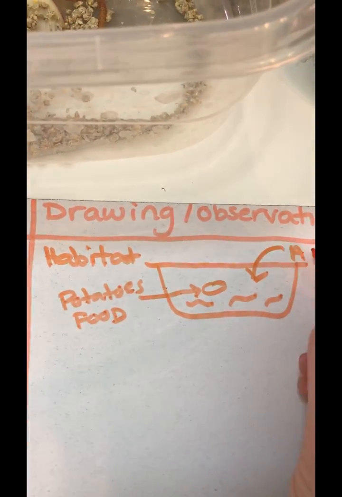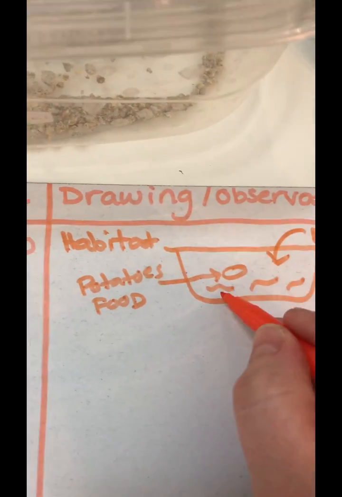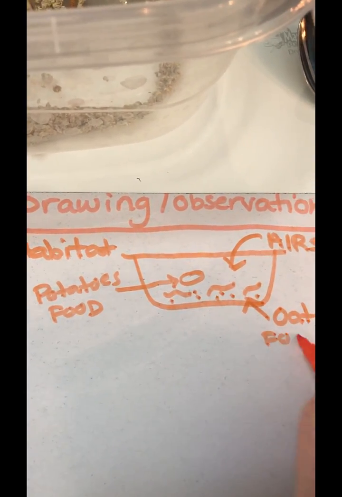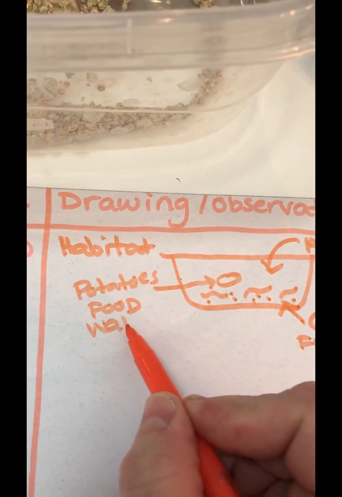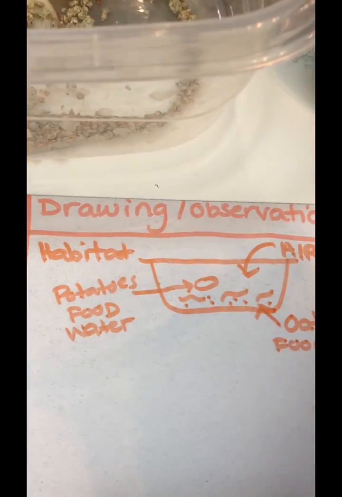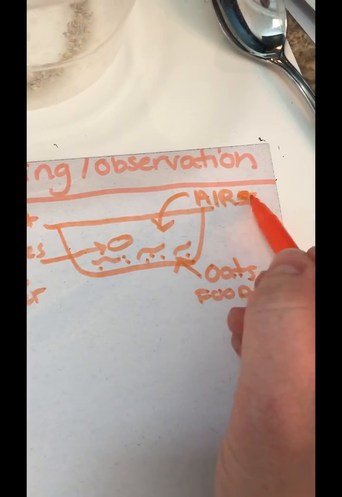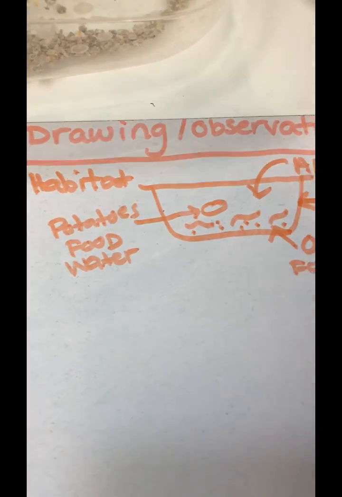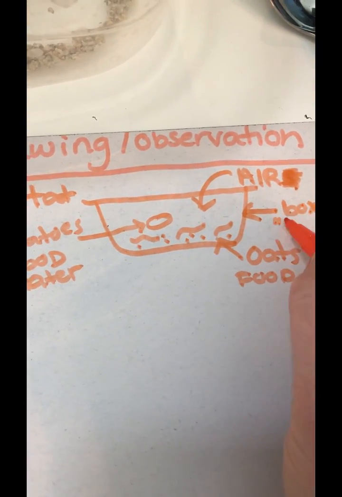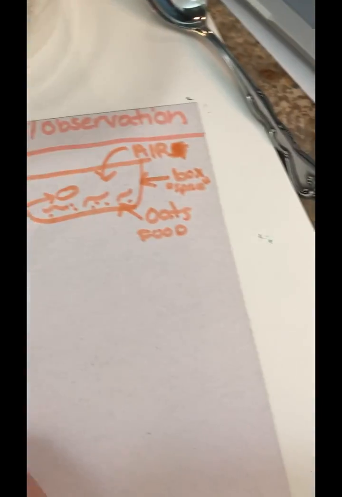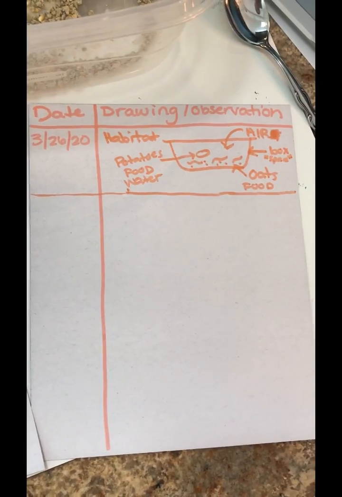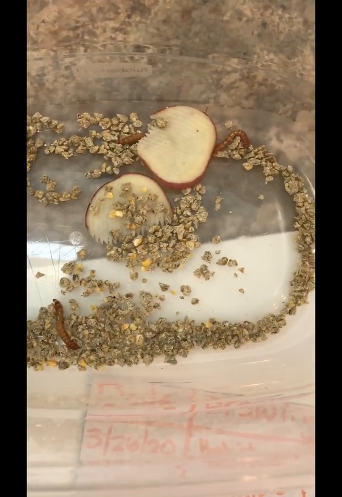Air is going to get through the holes in the top. We have oats, which are also food. Oop, we forgot to label that potatoes is water. So we have food, water, air. Even adults make mistakes. Air, and then more food, and then this is our Tupperware. This is our box. This is our space. Next time that we are together, we will add to our journal of our observations, and hopefully we'll get to see them start changing into the next part of their life cycle.